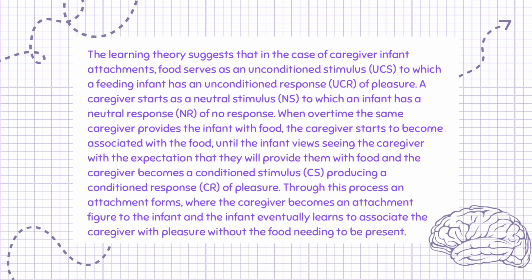The learning theory suggests that in the case of caregiver-infant attachments, food serves as an unconditioned stimulus, UCS, to which a feeding infant has an unconditioned response, UCR, of pleasure. A caregiver starts as a neutral stimulus, NS, to which an infant has a neutral response, NR, of no response. When over time the same caregiver provides the infant with food, the caregiver starts to become associated with the food, until the infant views seeing the caregiver with the expectation that they will provide them with food, and the caregiver becomes a conditioned stimulus, CS, producing a conditioned response, CR, of pleasure.